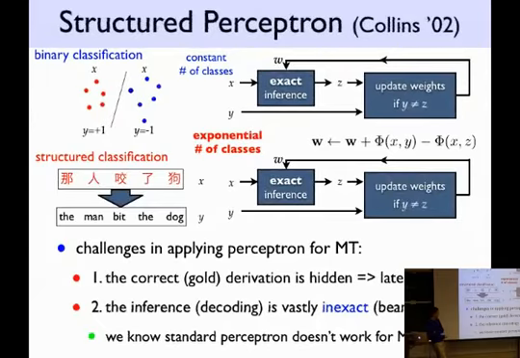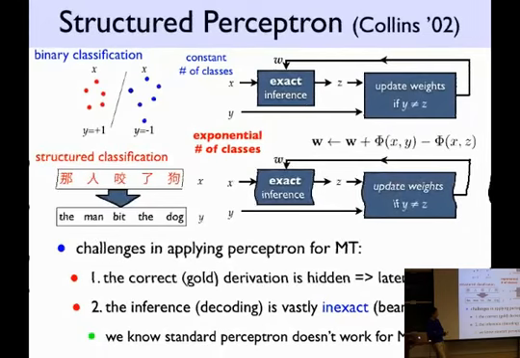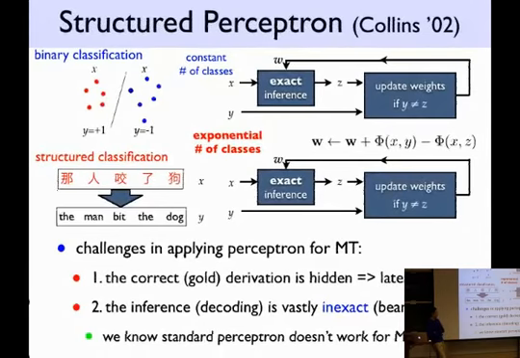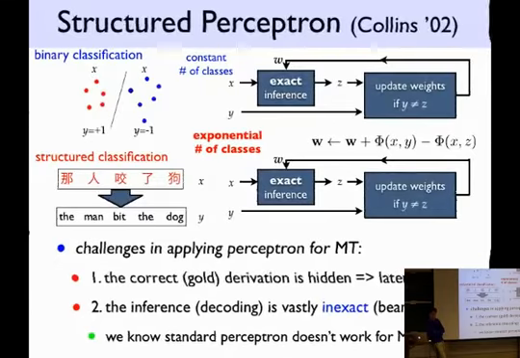And it's well known that standard perceptron doesn't work well. So we have to fix that problem using some variant of perceptron. So that's actually the more important part of this talk. So we'll go over details of both challenges 1 and 2.